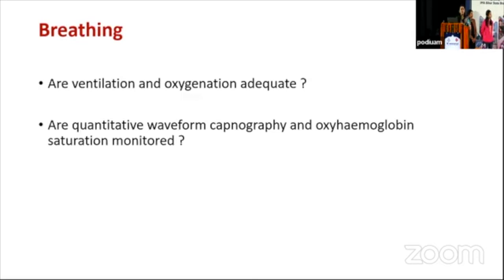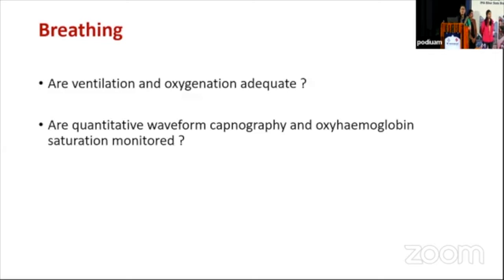Then the second thing we have to do is see the breathing, whether the patient's ventilation and oxygenation is adequate or not. The patient may require positive pressure ventilation, right? So we need to support the ventilation in that case, or the patient may require only an oxygen mask to be attached to him. So we try to maintain the oxygenation of the patient between 90 to 94%. And in a cardiac arrest patient, we always give 100% oxygen, but for other patients who are not in cardiac arrest, we give enough oxygen to maintain the oxygenation between 90 to 94%. It is not necessary always to give everyone 100% oxygen.